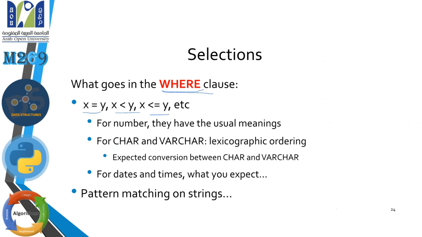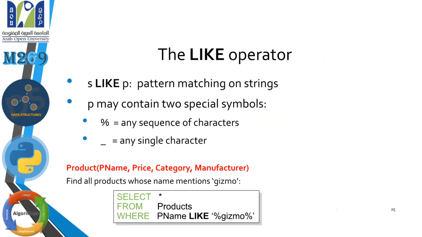But what if I want to do a comparison over a text? So I need to use the operator like. Here is how I use it. Select star, which means everything, from the table products where pname like percentage text percentage. It means go to the pname attribute, that column, and find for me any value that has the text GIZMO.